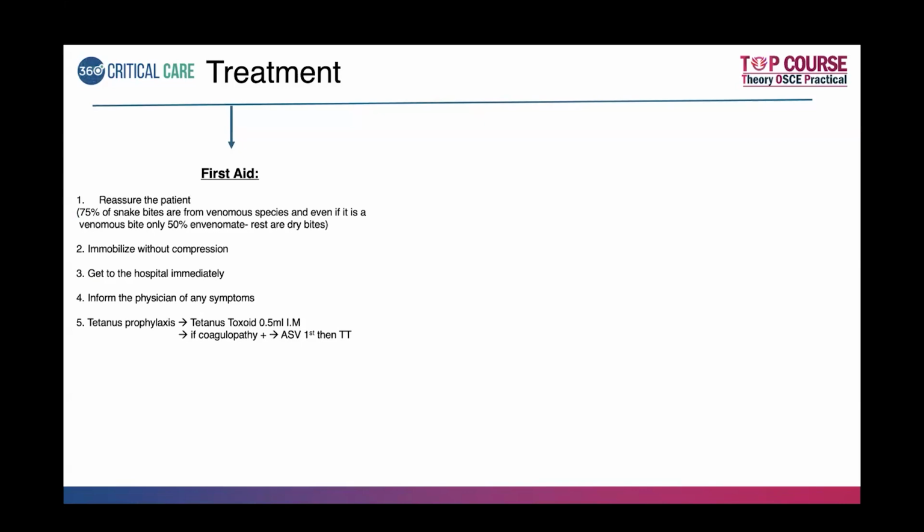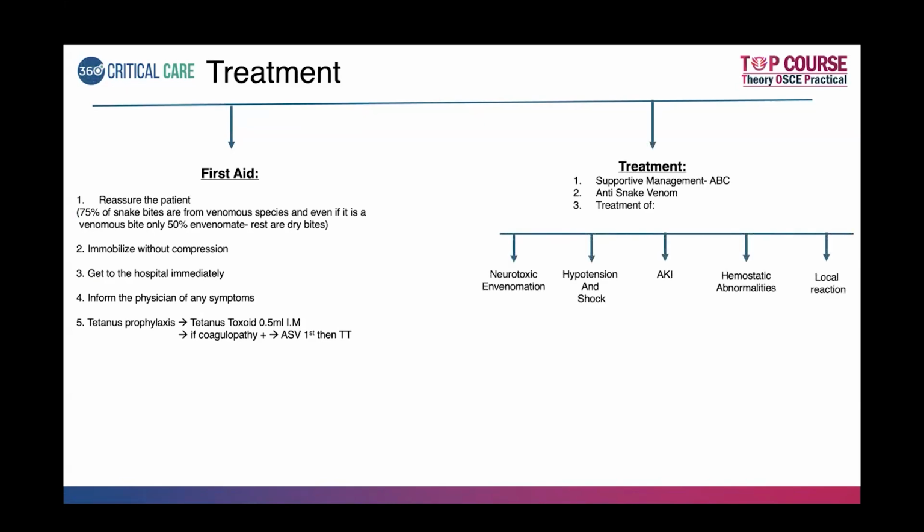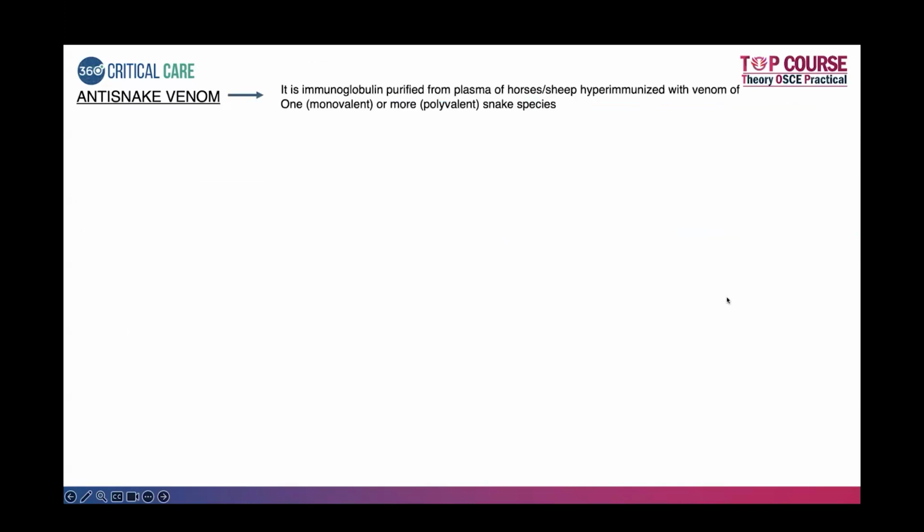Immobilize without compression. Get to the hospital immediately. Inform the physician of any symptoms and tetanus prophylaxis. So you go with TT 0.5 ml IM. If coagulopathy is there, first administer ASV, then give TT. So this is the general norm. No tourniquet, strictly no tourniquet. So coming to the treatment, we have supportive management, that is airway, breathing, circulation, anti-snake venom, and treatment of various complications related to snake bite.